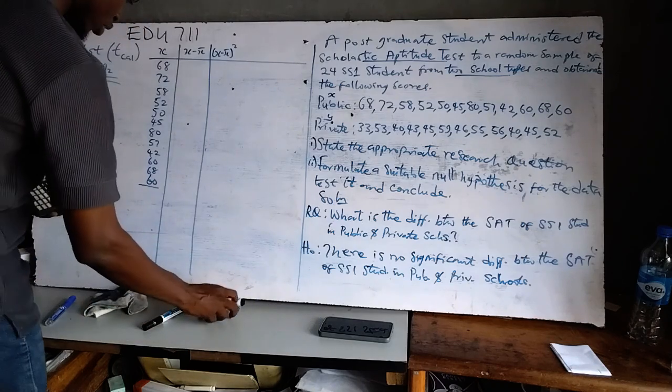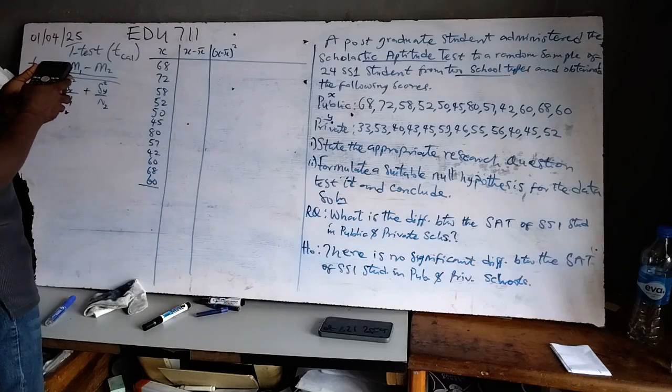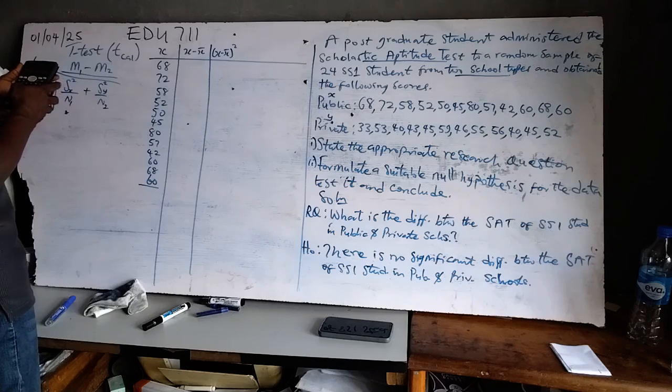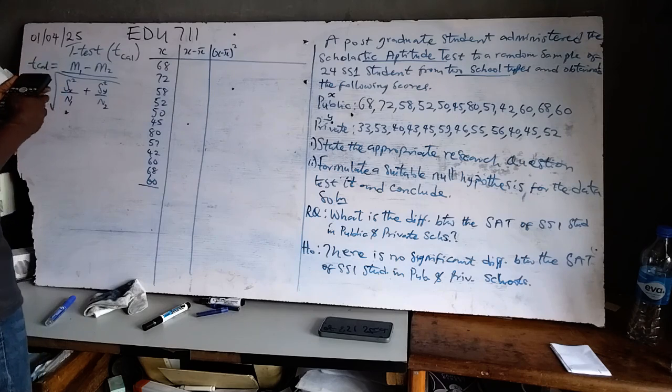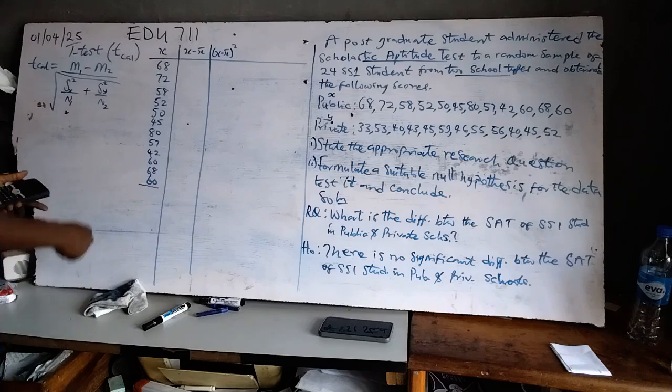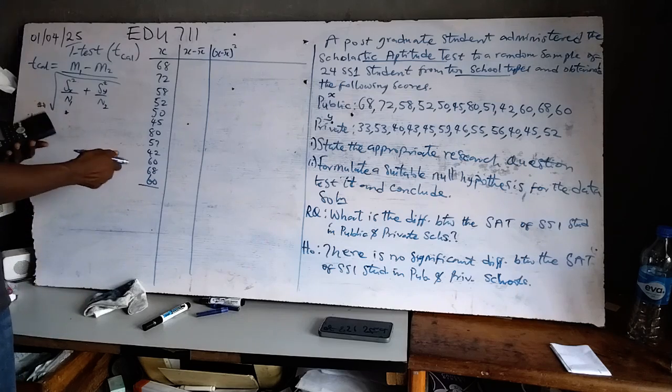So let's pick our calculator. We have 68 plus 72 plus 58 plus 52 plus 50 plus 45 plus 80 plus 57 plus 42 plus 60 plus 68 plus 60. That is equal to 712.